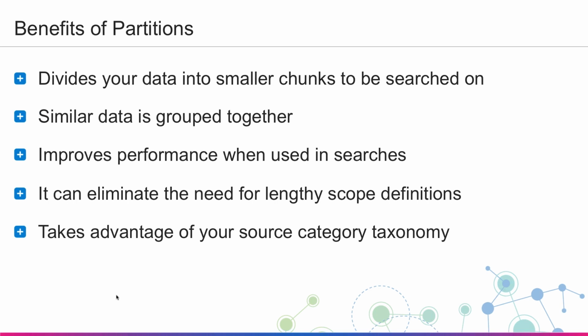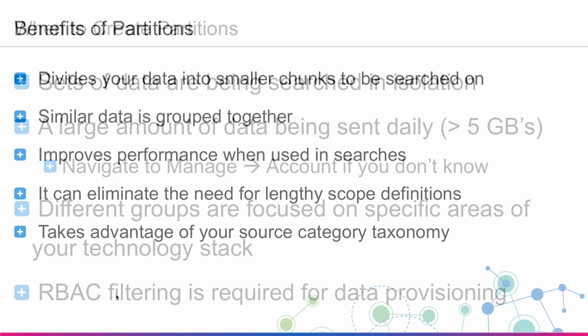Okay, and because partitions are pretty flexible in how you can define them and the scope that you use, you can eliminate the need for lengthy scope definitions as part of the query that you're executing. So, for example, if you were previously doing, where source category is equal to Apache, or source category is equal to Nginx, or source category is equal to IIS, all of those could be bunched up into a single partition, right? And then you can search for where your partition name is equal to web server.